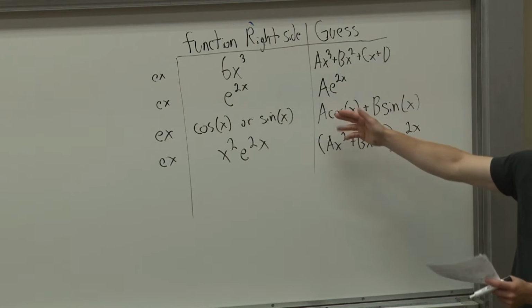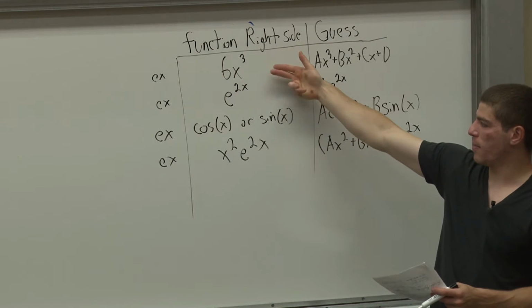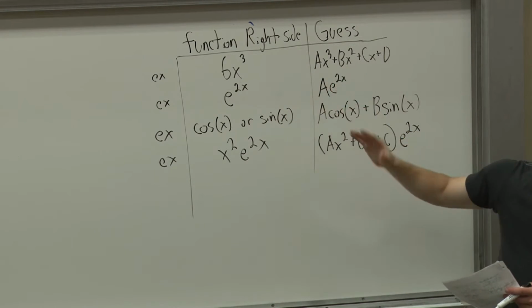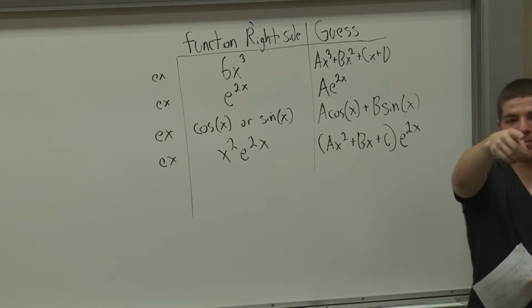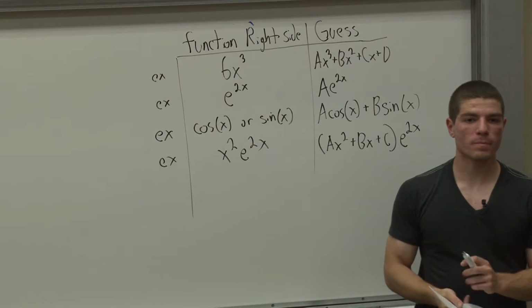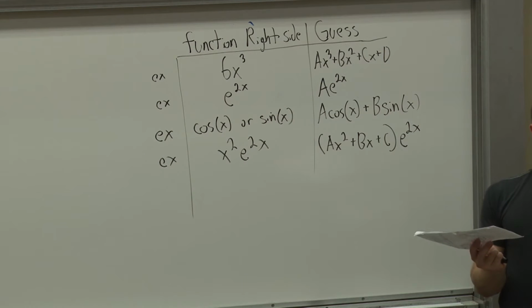There's a couple more. You could multiply this polynomial by sine, a polynomial by cosine, and then you end up with like 4 or 5 variables. Yep. Question? My question was, there's occasionally that rule where you have to multiply by x.